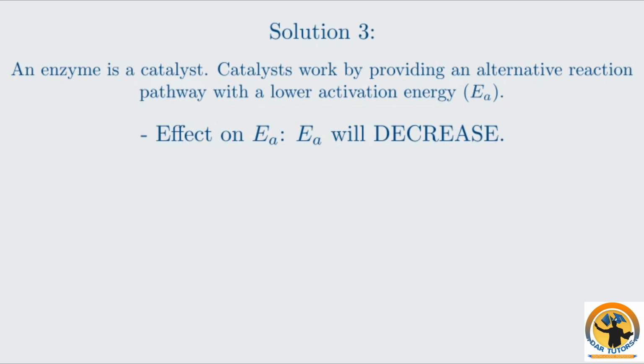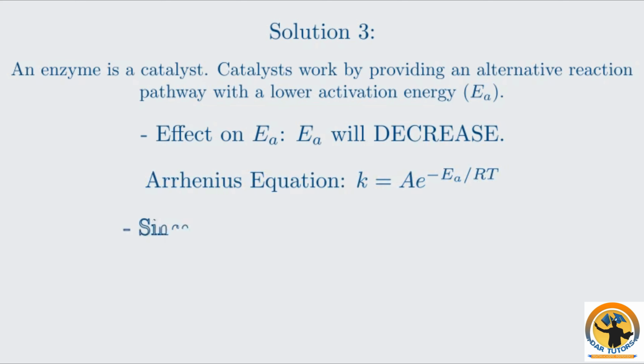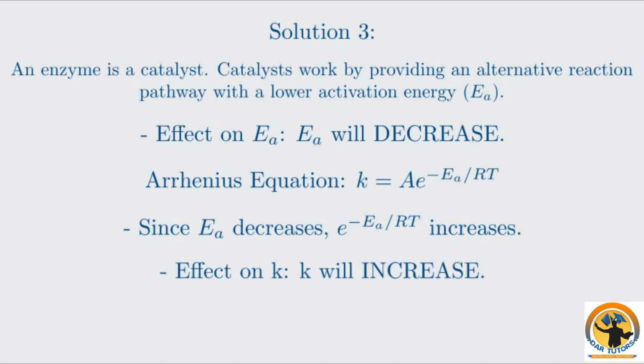Now let's think about the rate constant K. The Arrhenius equation shows the relationship between K, A, E sub A, and T. With a lower activation energy, the exponential term e to the negative E sub A over RT becomes larger. This results in a larger value for the rate constant, K. A larger rate constant means a faster rate of reaction.